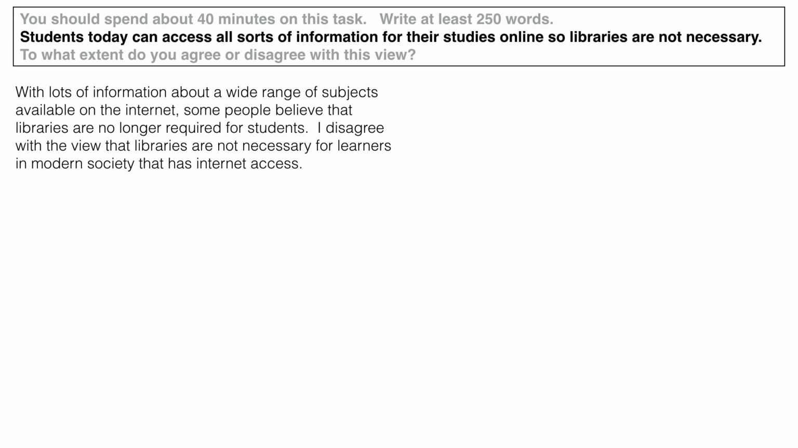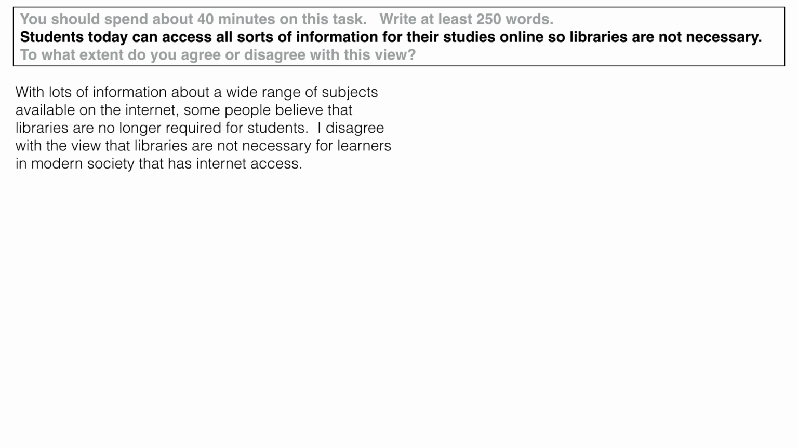So we know what's coming next. I have to explain why. Why do you think that libraries are still necessary? Why do you disagree that they are not necessary? So they want to know why I think my opinion. They don't want to know the opposite of my opinion. I need to support my view. And that's what happens in paragraphs 2 and 3.